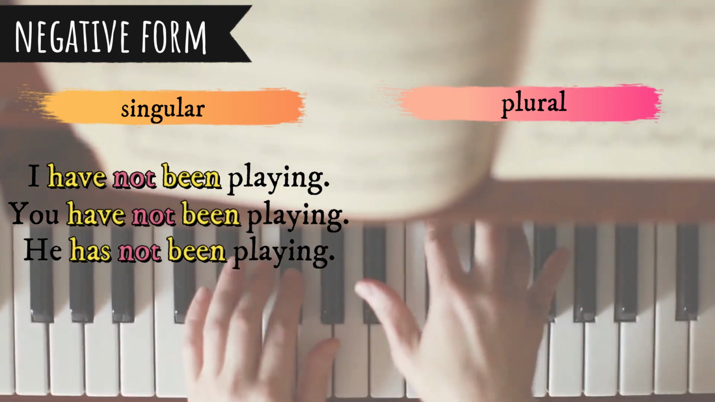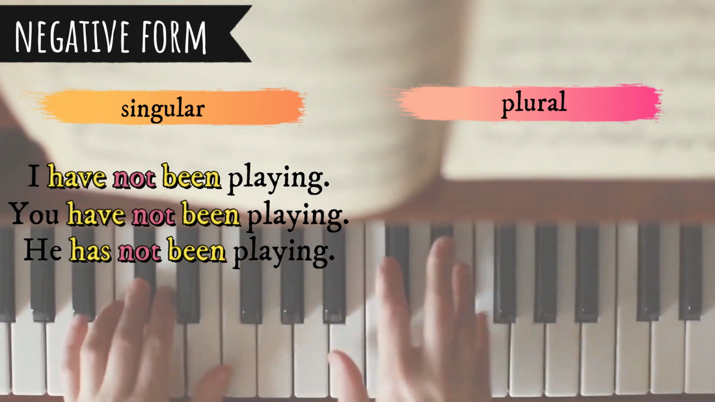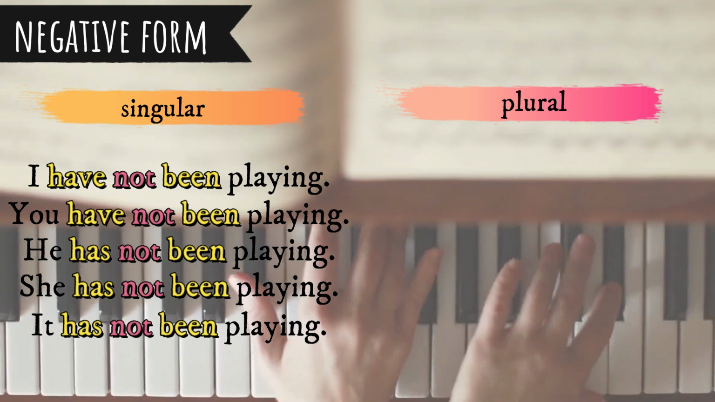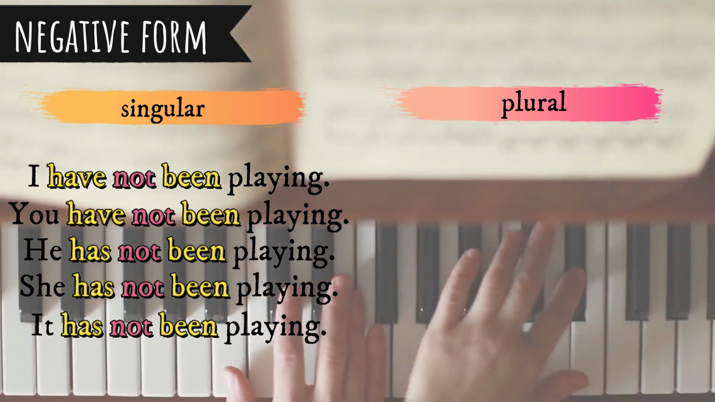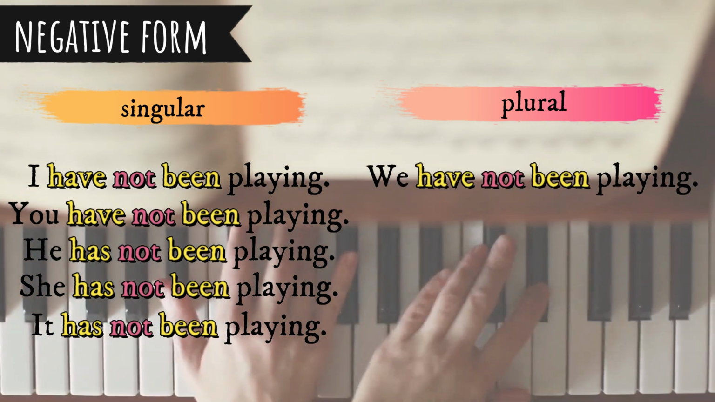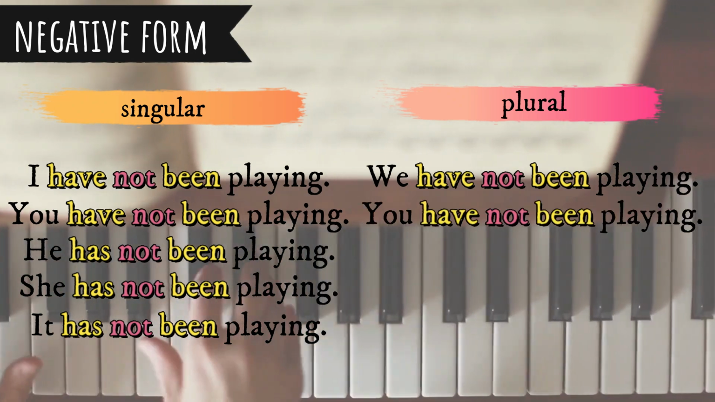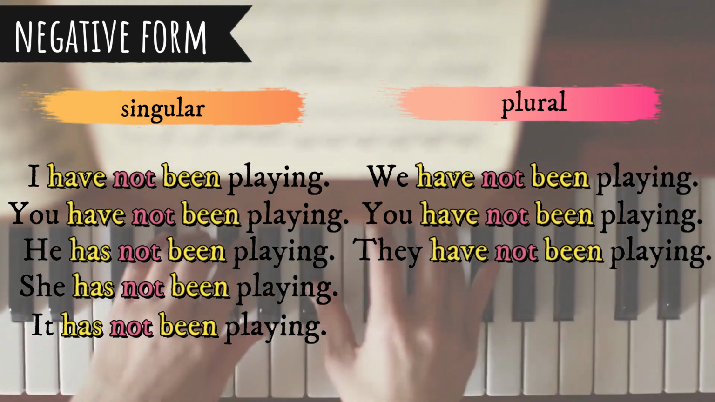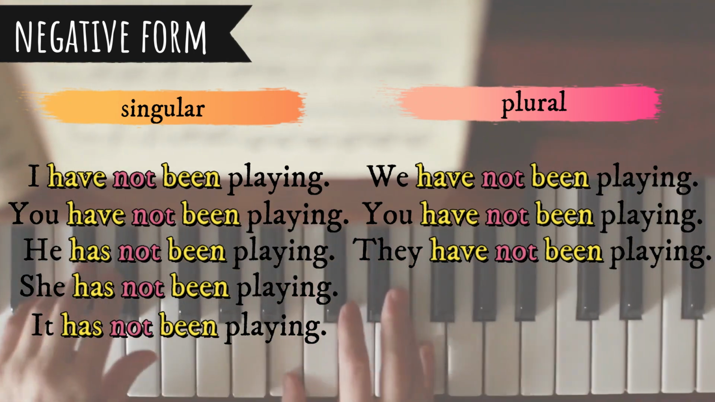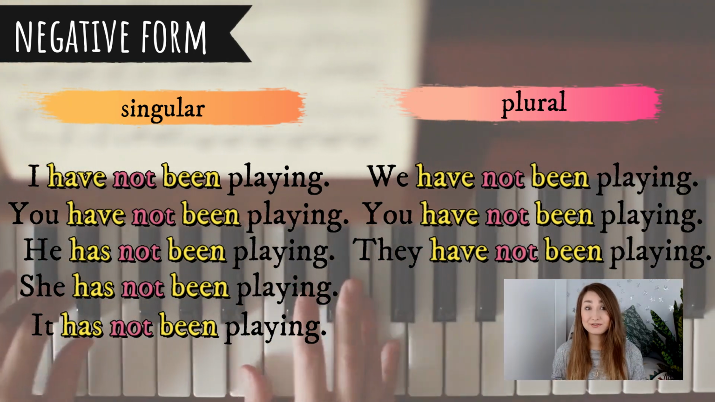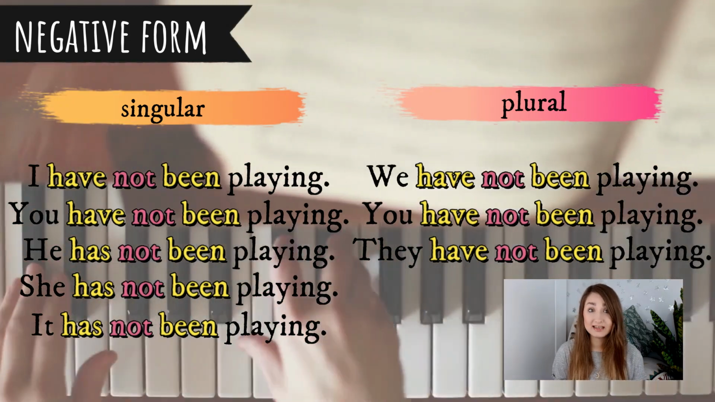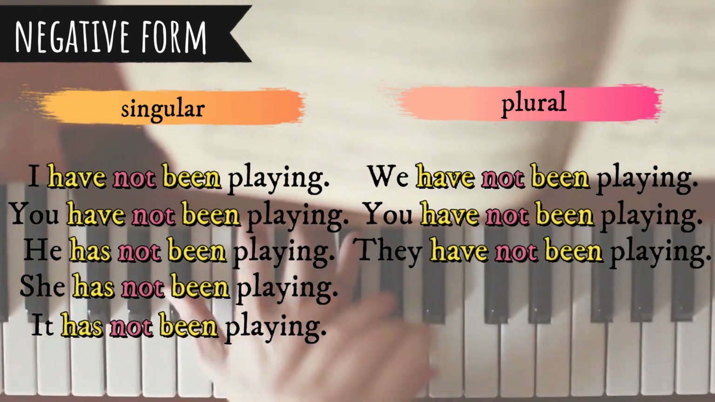He has not been playing. She has not been playing. It has not been playing. We have not been playing. You have not been playing. They have not been playing. It is important to remember that in negative sentences we use not after have or has and not after been.